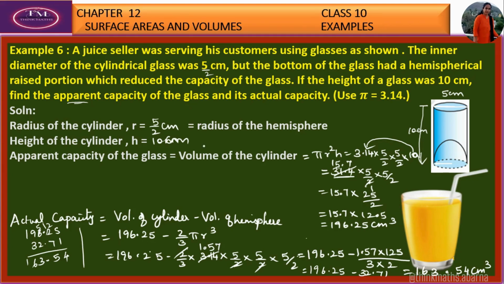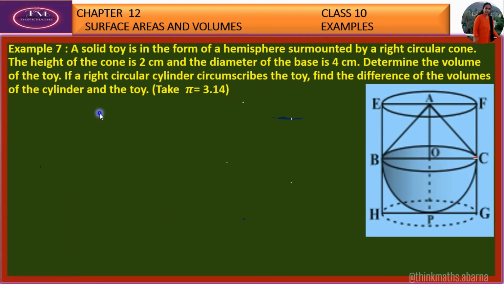Okay. So apparent capacity of the glass is 196.25 centimeter cube, and actual capacity is 163.54 centimeter cube. Okay. I hope you can understand this example 6. So moving on to the next example, which is the last example of this session, example 7. A solid toy is in the form of a hemisphere surmounted by a right circular cone.